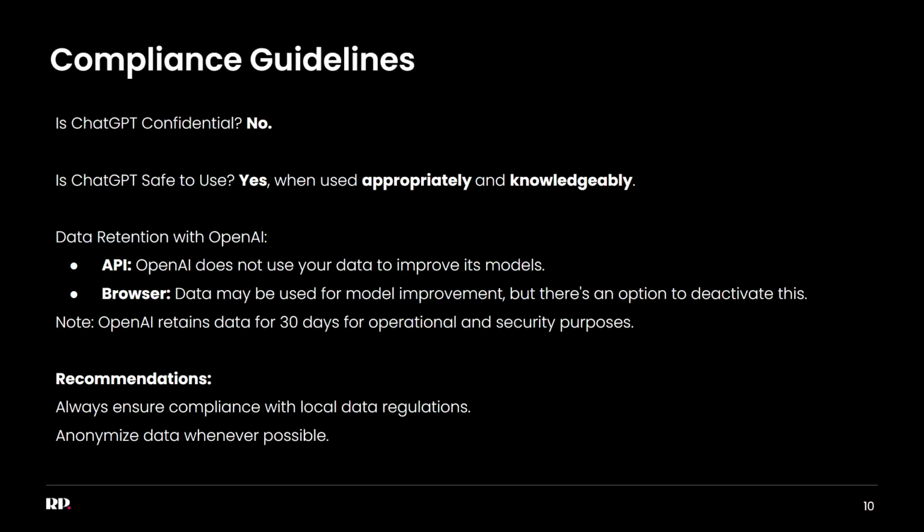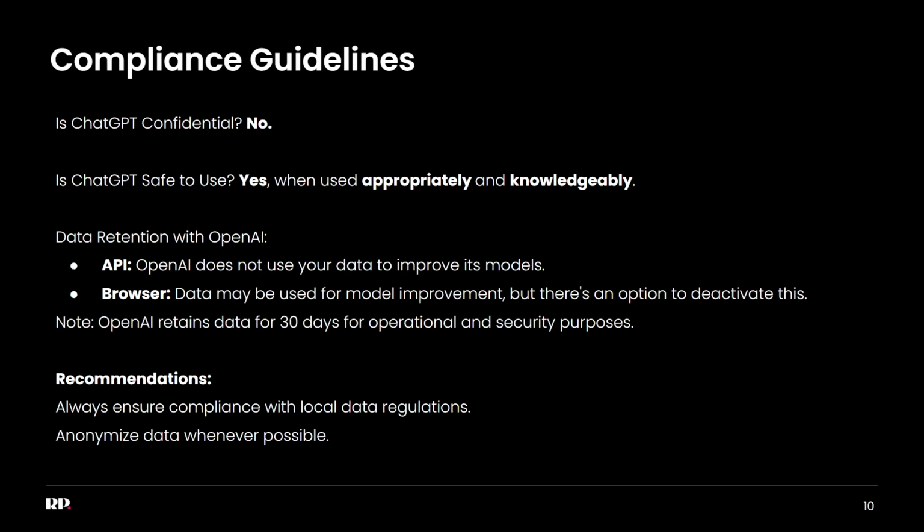So there are some rules when it comes to data retention with OpenAI. If you're sending your data via the browser, it may be used for model improvements in the future. So they might retain your data for more than 30 days to train ChatGPT 5, 6, 7, 8, and whatsoever. But you can deactivate this feature. If you're using the API, then it won't retain your data for model improvement. It will still retain it for 30 days for security purposes.